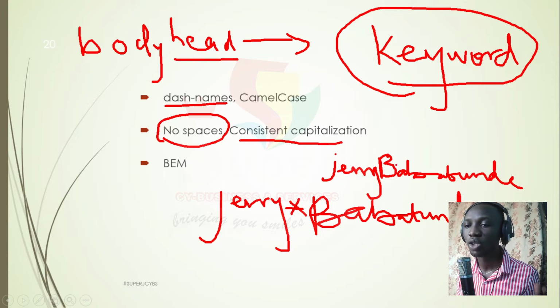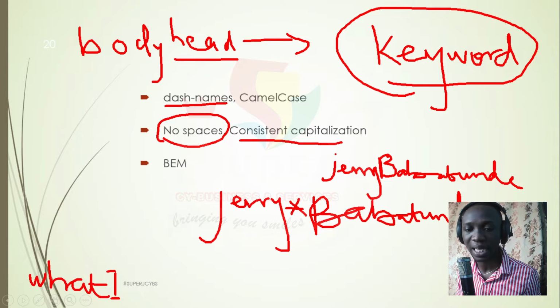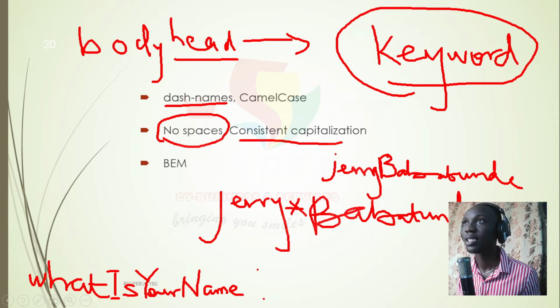So we first make sure that there are no spaces, and also there's something like consistent capitalization. So let's say I want to write something like, what is your name? What I'm going to do is start with a small letter here, and then for the S I will start with a capital letter, and then for the your I'm going to start with a capital letter, and then for the name I'm also going to start with a capital letter, and then that is it. So this is what we are talking about: no spaces, and then there's consistent capitalization. I believe it was very easy.